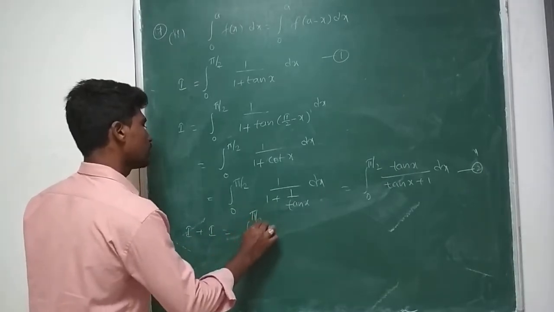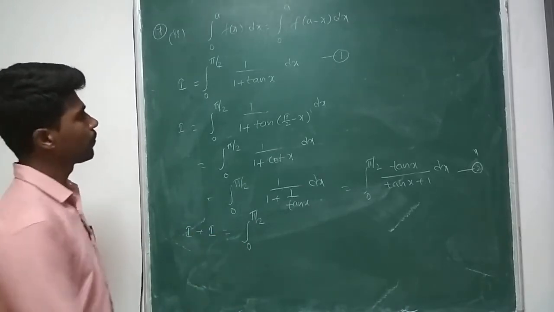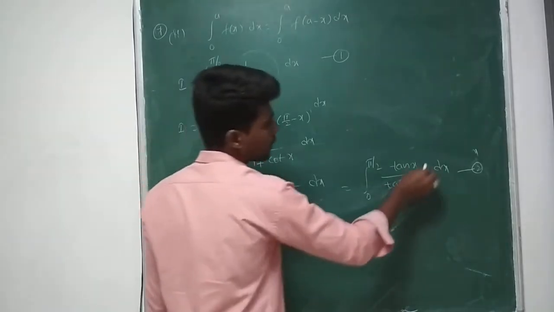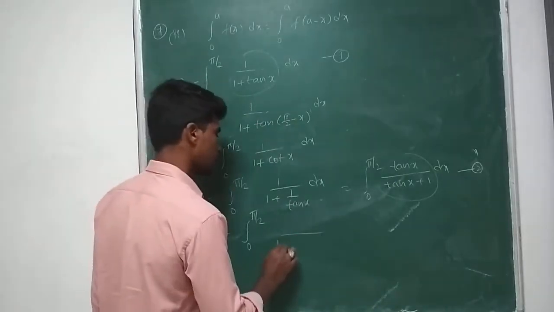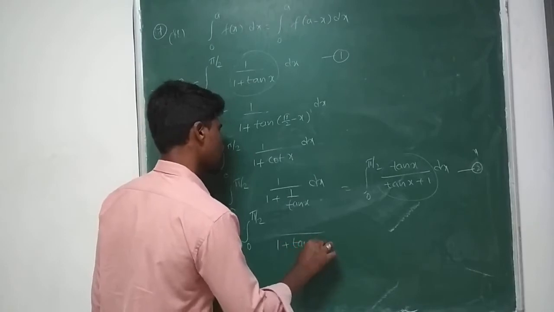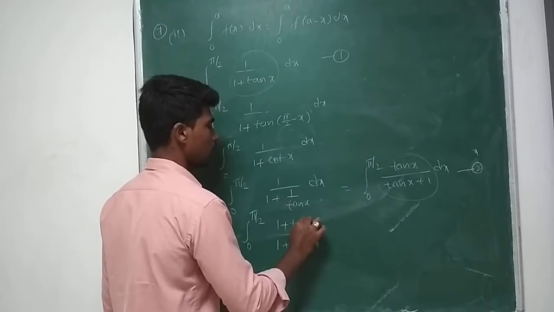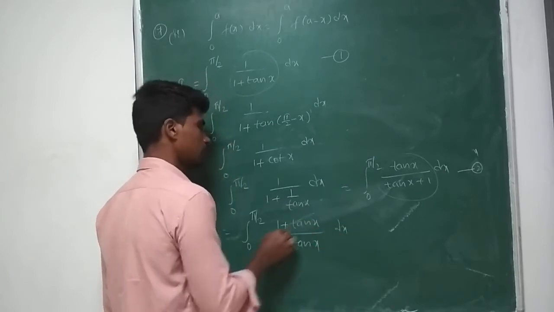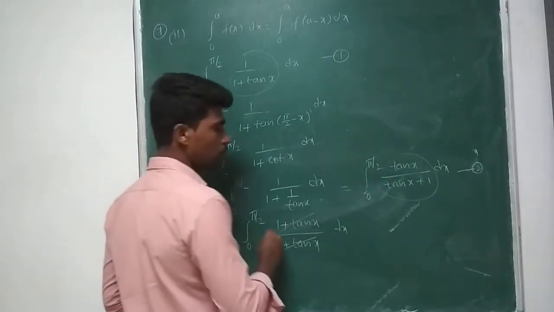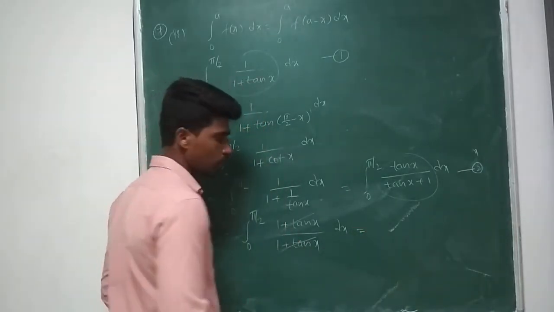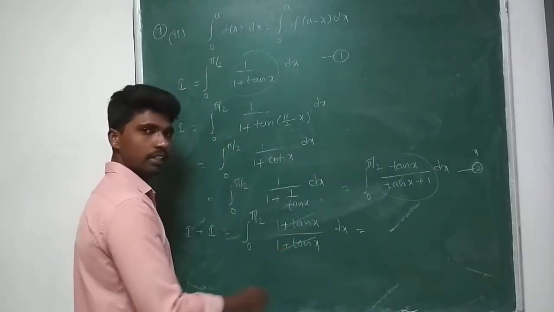both integrals having the same limit. So I can add integral 0 to pi by 2 of 1 by 1 plus tan x plus tan x by 1 plus tan x. Both denominators are the same. So I get denominator as 1 plus tan x and numerator as 1 plus tan x dx. So it gets cancelled. I get integral 0 to pi by 2 dx.